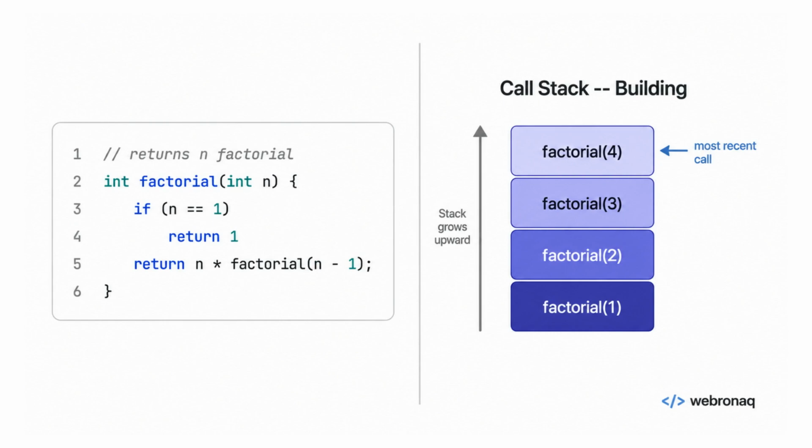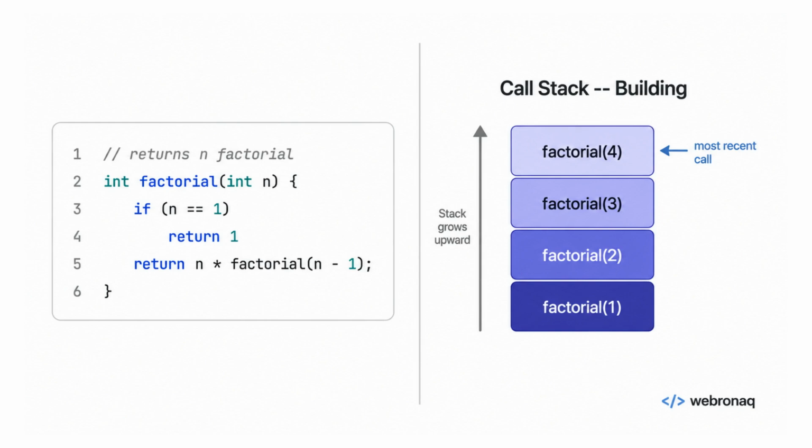Here is the factorial function. The base case on line 3 says, if n is equal to 1, return 1 directly. The recursive case on line 5 says, return n multiplied by factorial of n minus 1. Now let's call factorial of 4 and watch the call stack grow. The computer cannot complete factorial of 4 yet because it needs factorial of 3 first. So it pauses and pushes a new frame onto the stack.